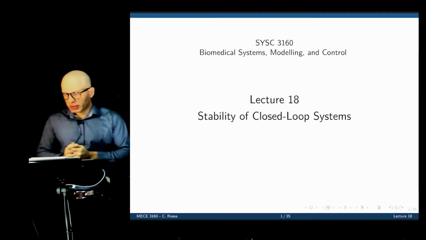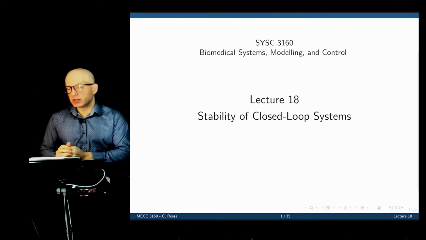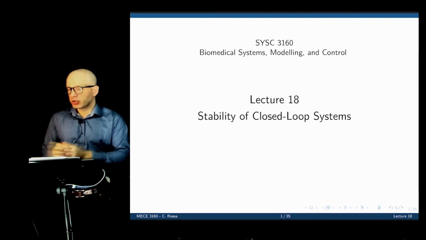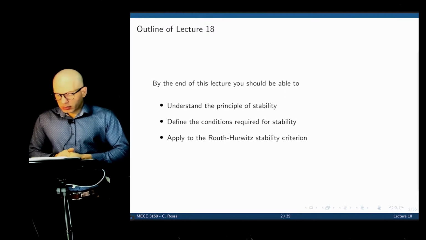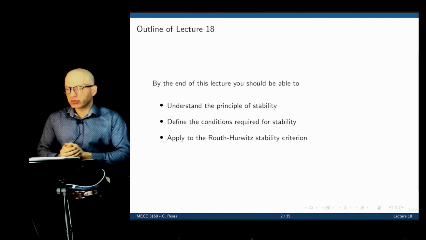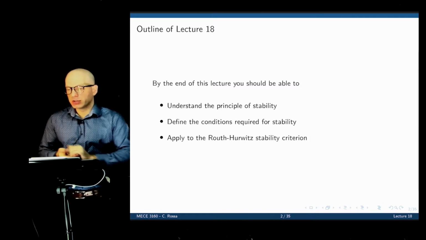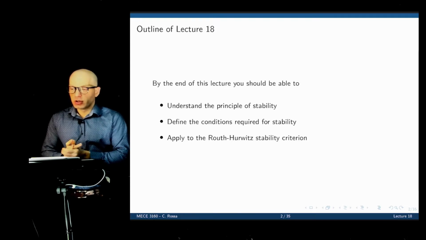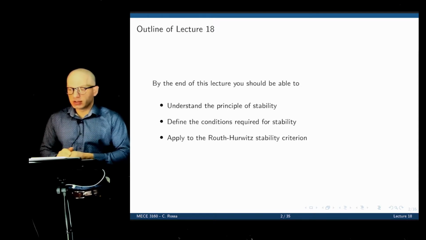So today we're going to address a criterion and a method to determine whether or not the system is stable, and for which range of certain parameters the system is stable and unstable. By the end of the lecture, you should be able to understand what stability means, define the conditions required for stability, and apply a method called the Routh-Hurwitz stability criterion to determine whether the system is stable or not, and in some specific cases, for which range of certain parameters the system is stable.